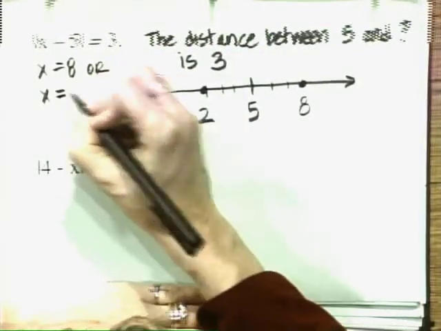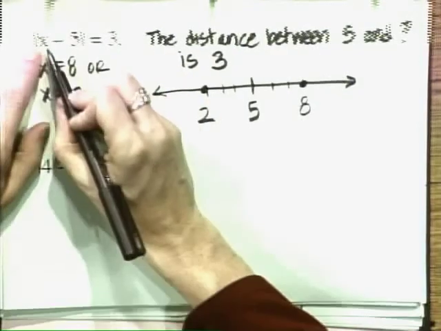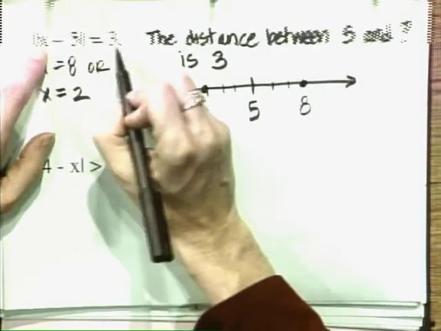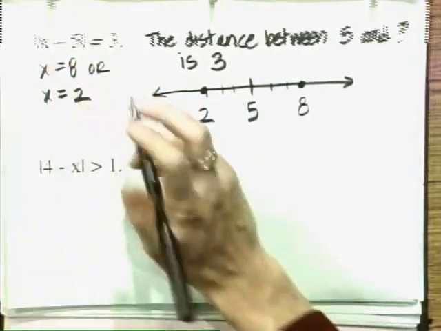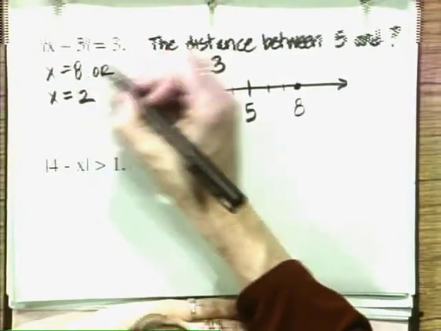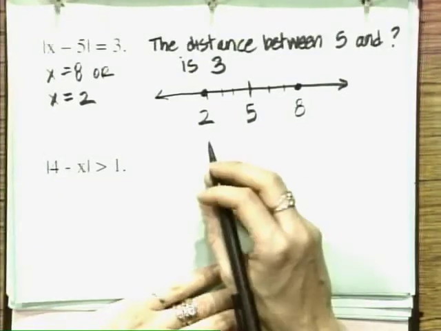Or x equals 2. And if you actually were to substitute those in, you would see the absolute value of 8 minus 5 is 3. The absolute value of 2 minus 5, 2 minus 5 is a negative 3, and we learned that before, that ends up being 3 also. The absolute value of negative 3 is 3, right. All right, we can do the same concept even if we have an inequality.